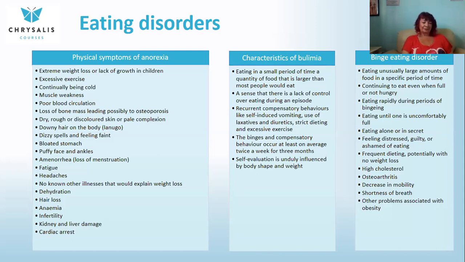And they may become withdrawn. They may have very rigid or obsessive behaviour around food. They might be restless. They might wear big baggy clothes to disguise. There'll be discomfort when they're faced with eating or food. And they might be frequently checking their weight, and they may have difficulty eating in public.